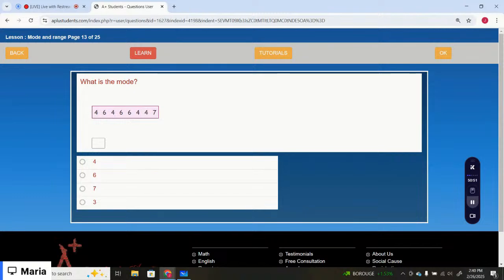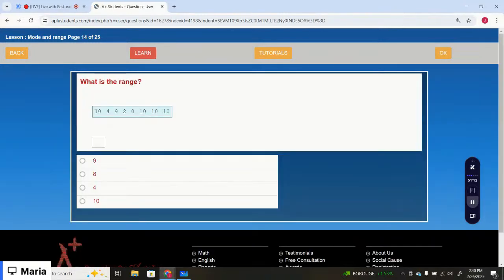What is the mode? Mode is the number that appears the most in the given data. So the mode is 4. Option number 1 is the correct option.